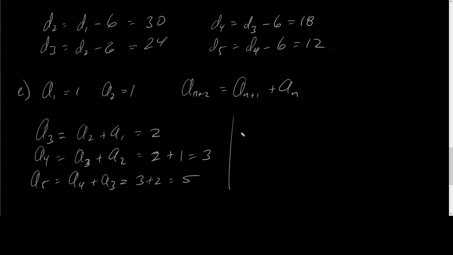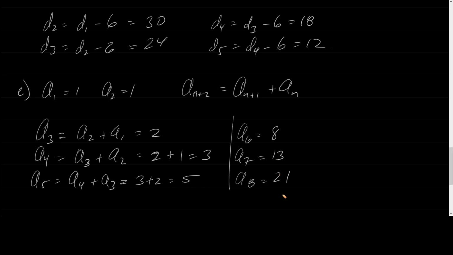And we can continue, right? Think about this. All that's really happening here is we're adding the previous two terms. So if I have a sub 6, that would be 5 plus 3, which is 8. A sub 7, that would be 8 plus 5, which is 13. A sub 8, that would be 8 plus 13, which is 21. All right.